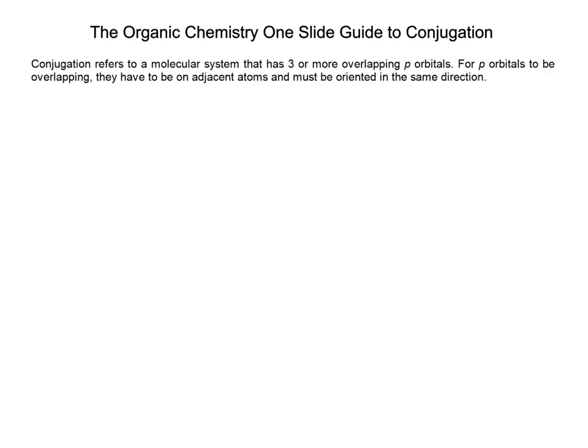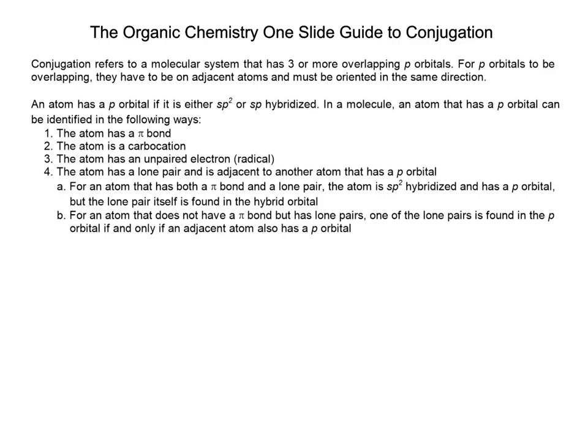Organic Chemistry one-slide guide to conjugation. Conjugation refers to a molecular system that has three or more overlapping p orbitals. For p orbitals to be overlapping, they have to be on adjacent atoms and must be oriented in the same direction. An atom has a p orbital if it is either sp2 or sp hybridized.